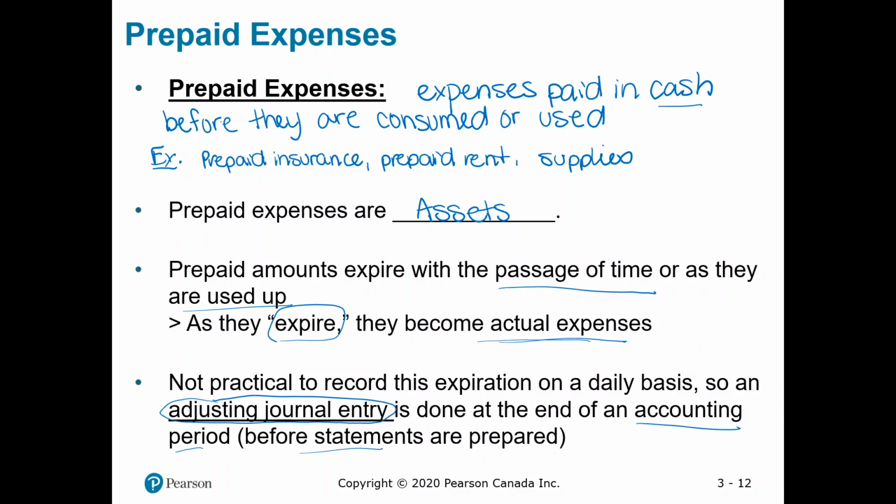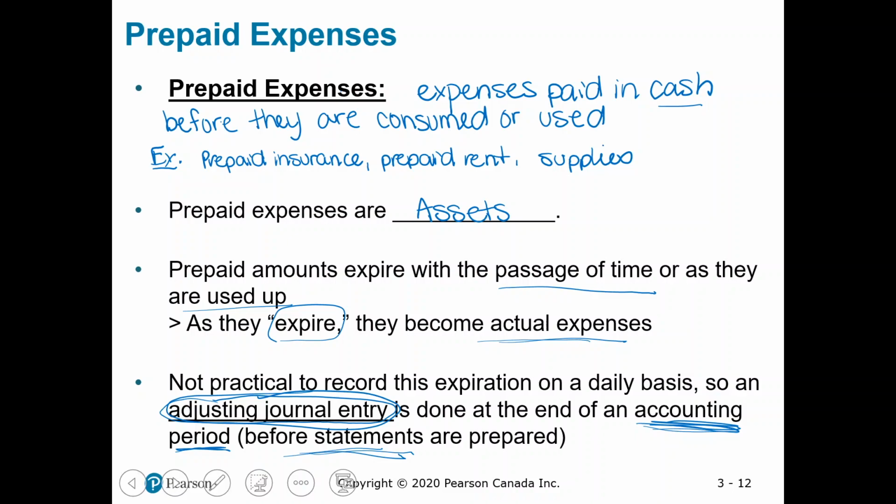What that accounting period is depends on when a company is preparing statements. So if they prepare statements every month, we would need to do an adjusting entry every single month if there was one needed. If they prepare them quarterly, we would just do this adjustment quarterly. So we're always doing it before statements are prepared.